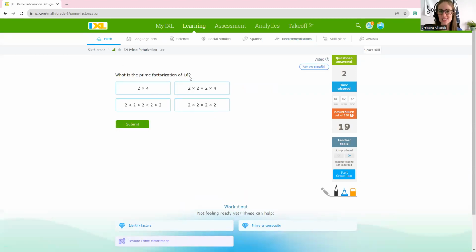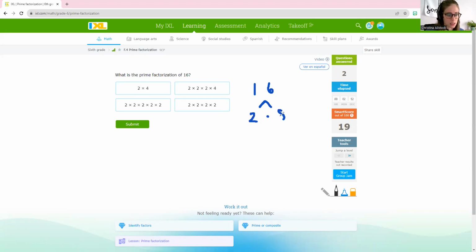All right, let's do this one. 16, we have a little bit larger of a number. We might have a little bit more going on here. So when you start off with your factor tree, you can pick any 2 factors, any 2 numbers that multiply to equal 16. The first ones I think of are 2 times 8. That's what I'm going to start with.